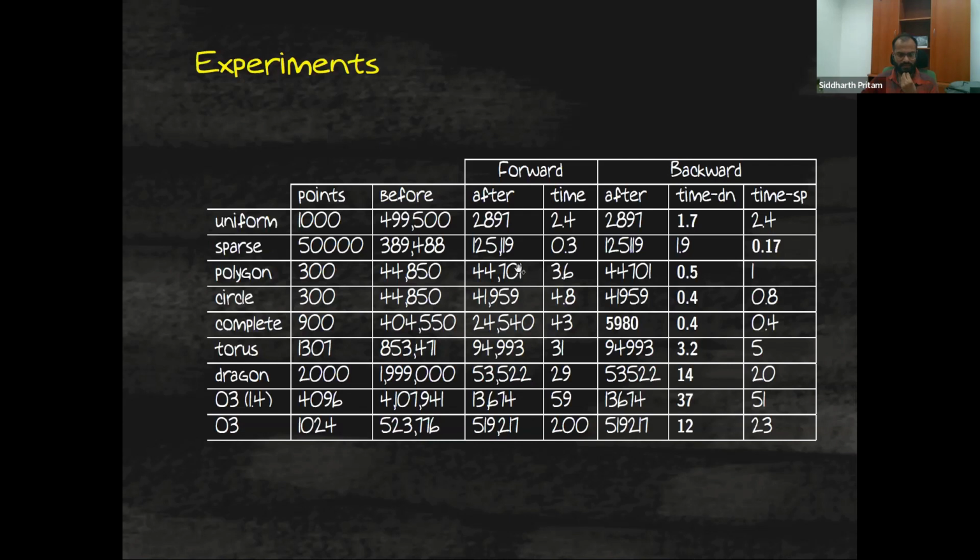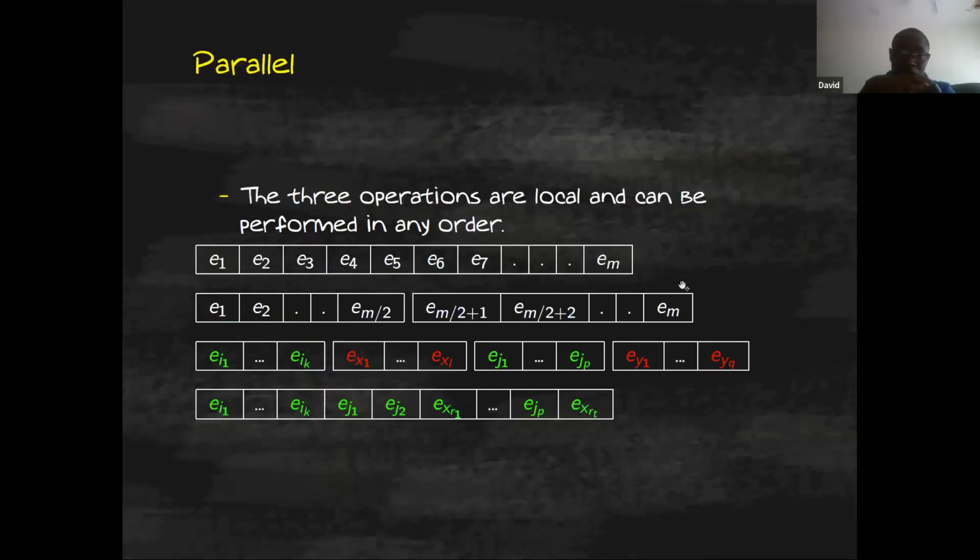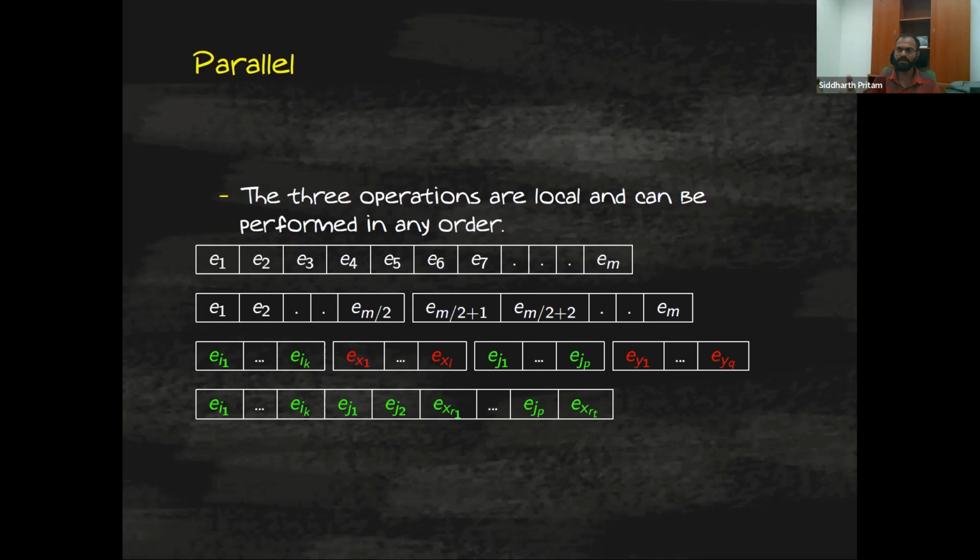So these experiments show that the new algorithm is of course faster. The next thing is that you can parallelize the algorithm. These three operations which I described, shift, swap, and trim, are very local in nature, so we can perform several of them in parallel. Using this idea, we try a simple divide and conquer strategy.